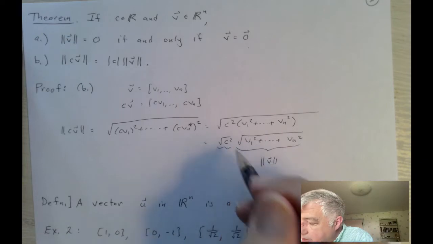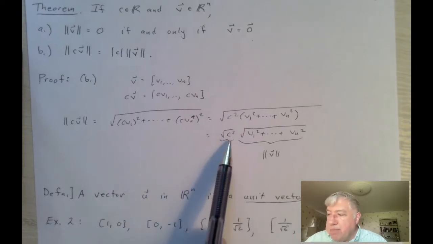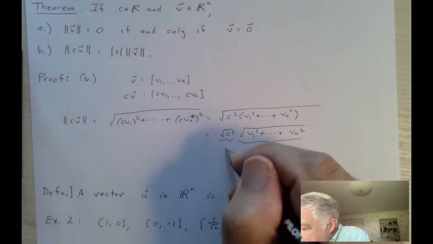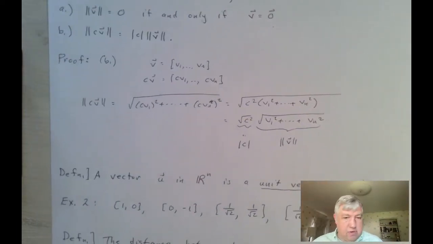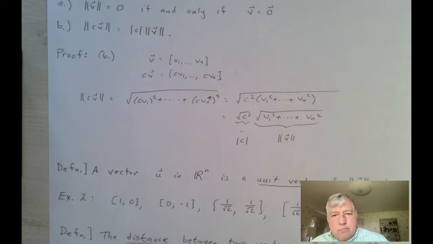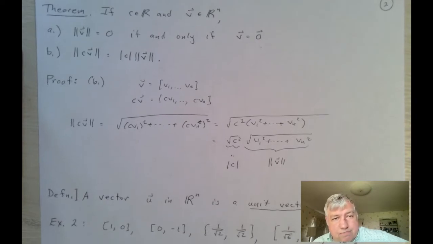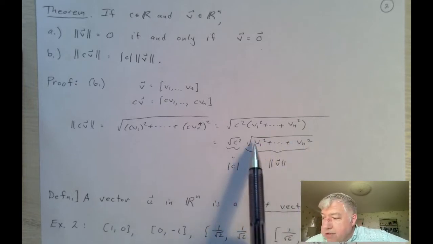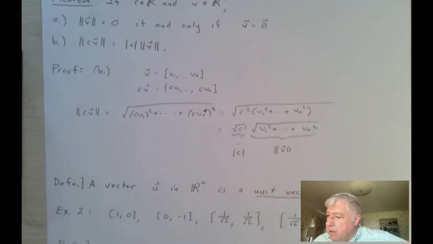And this is the only tricky part. The square root of C squared, that's not C, because if C is negative, this is always positive, and C could be negative. So in fact, this is the absolute value of C. So that's why we have that. All right. Part A is even easier if you just think about it. Basically, the only way that the stuff under the radical could be 0 is if all these squares are 0.